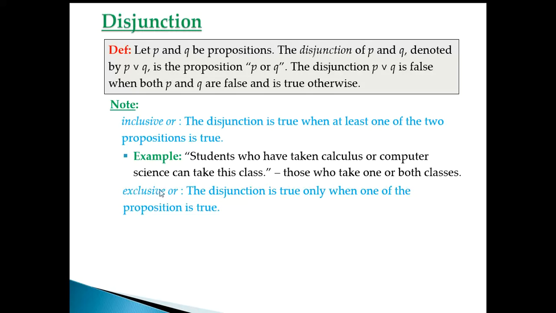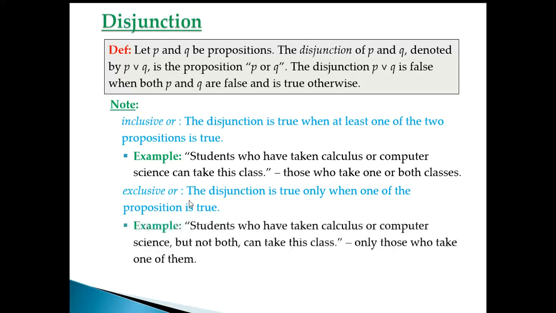Next is the exclusive or. What is the exclusive or? The disjunction is true only when exactly one of the propositions is true. If only one proposition is true, then it is true. So this is called the exclusive or. Suppose we have an example like this: students who have taken calculus or computer science but not both can take this class.